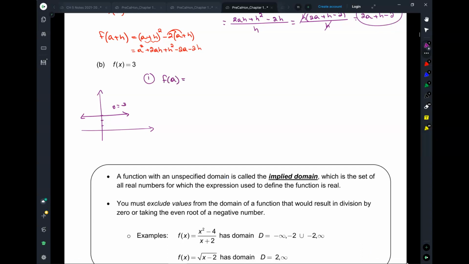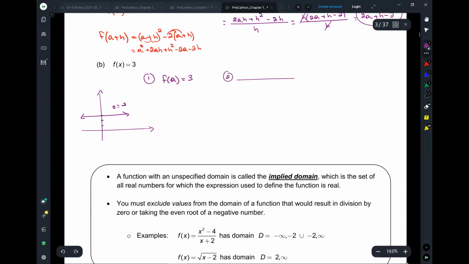Okay, well, let's see about this. When x is 0, what's y for this function? 3. So f of 0 is 3. When x is 1, what's y? 3. So f of 1 is 3, right? So anything of f equals 3. Right, so what's f of negative 7? 3. So what's f of a? 3. Okay? So that's the first one.